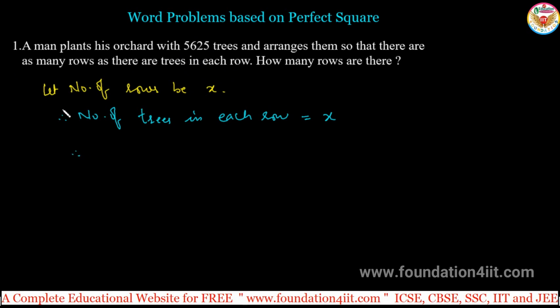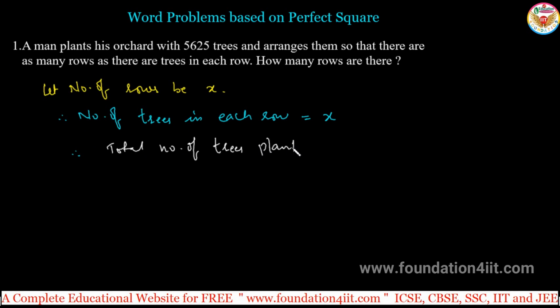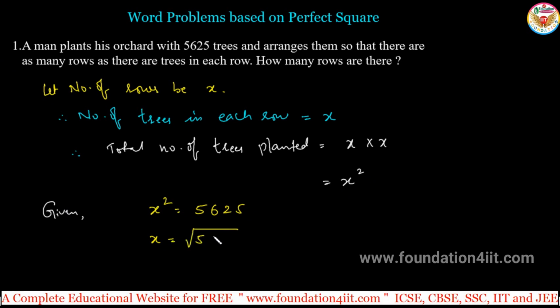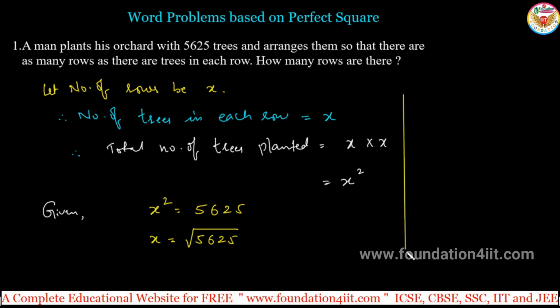So the total number of trees planted is equal to the total number of rows x, each row x trees, so x into x, x square. According to the given data, x square is equal to 5625, right? Then x is equal to the square root of 5625. So we need to use the factorization method to find this.